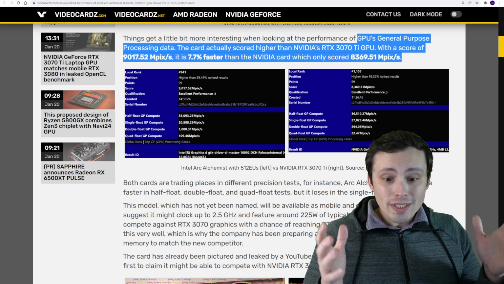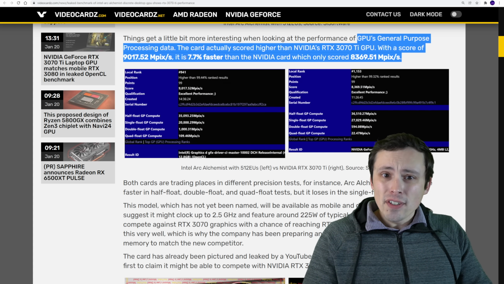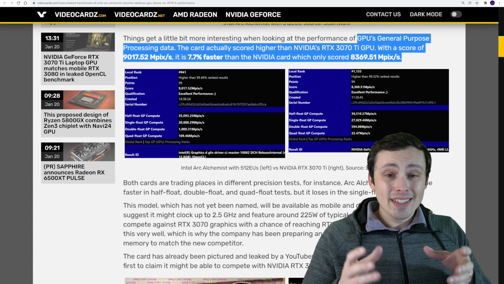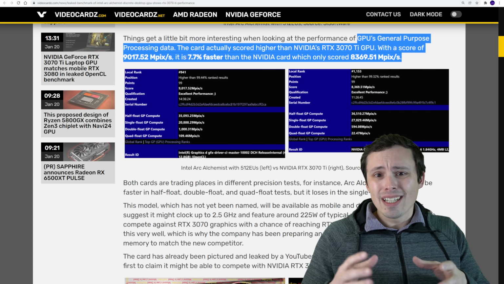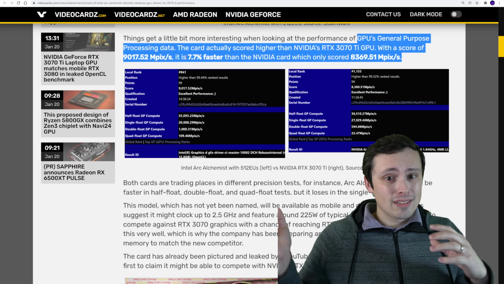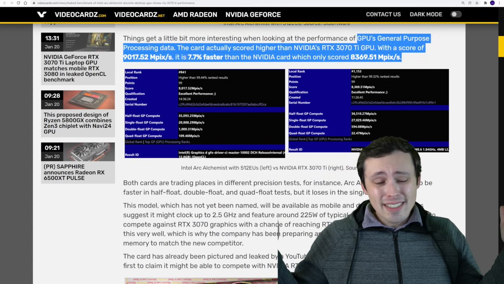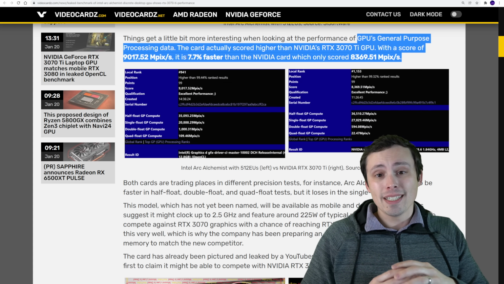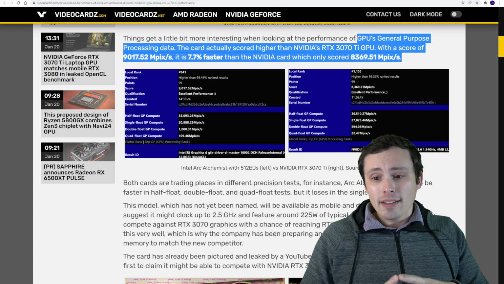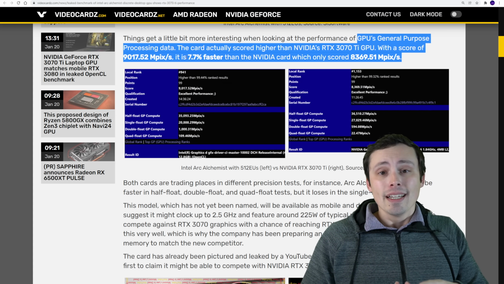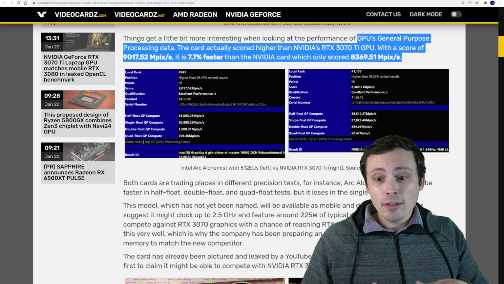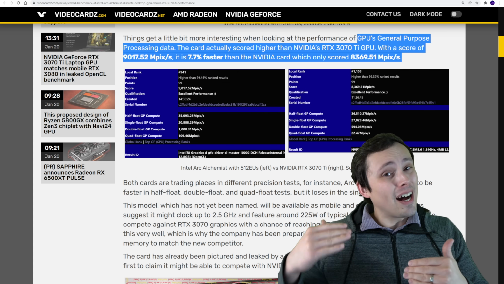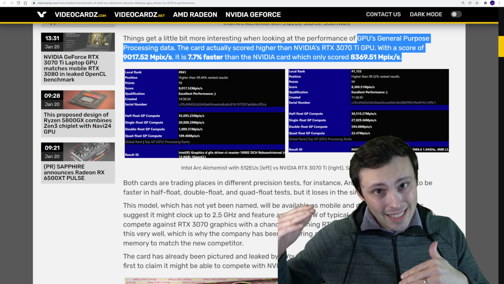So what we're seeing here is confirming some leaks, and actually on the high end of the leaks that we've seen. There've been a lot of leaks, especially from Moore's Law Is Dead, over the course of the last several months. Has it even been a year now almost? I mean, it's been quite a while that we've been seeing Arc Alchemist leaks. And the leaks have pointed at the performance target of the high-end Arc Alchemist card competing with a 3070 and possibly even a 3070 Ti.